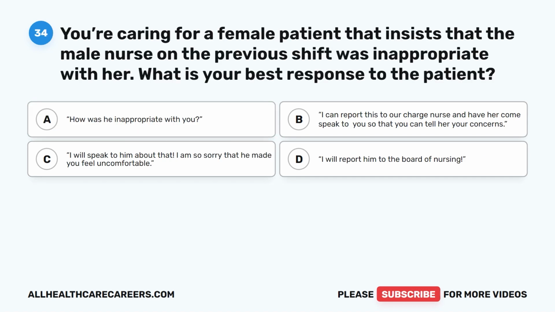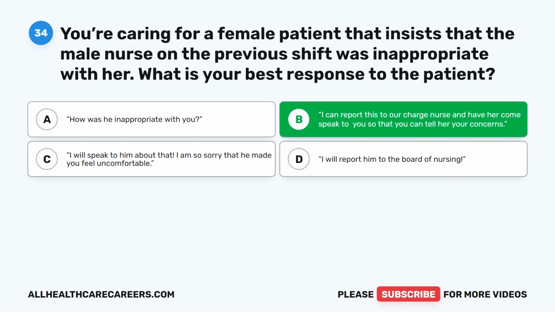Question 34. You're caring for a female patient that insists that the male nurse on the previous shift was inappropriate with her. What is your best response to the patient? A. How was he inappropriate with you? B. I can report this to our charge nurse and have her come speak to you so that you can tell her your concerns. C. I will speak to him about that. I am so sorry that he made you feel uncomfortable. D. I will report him to the Board of Nursing.